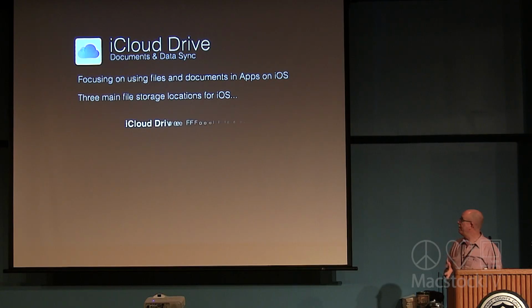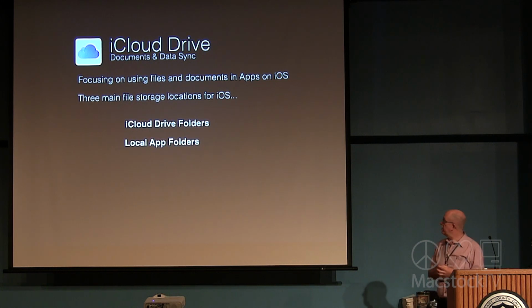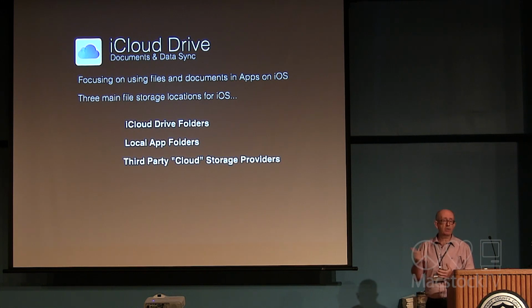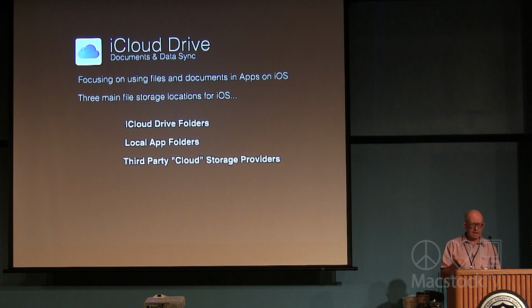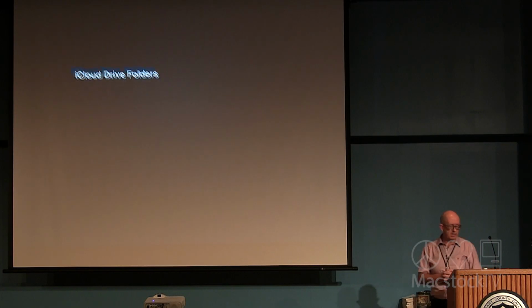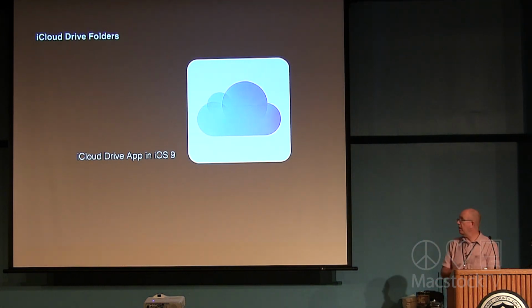It's really the actual documents themselves, the more traditional way we handle files in iOS, that I want to focus in on. There are three main file storage locations for iOS, three different types: the iCloud Drive folders, local app folders, and third-party cloud storage providers, which enable you to synchronize your documents not using iCloud. I'm going to go through each one in a bit of detail and explain some of the terminology and background to what you can actually do with these different storage mechanisms.